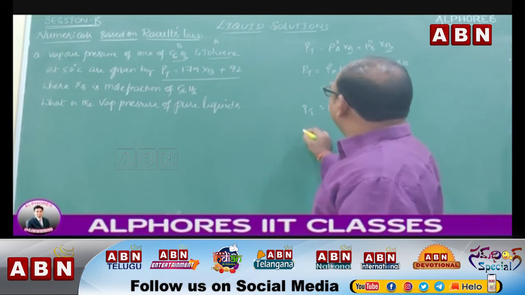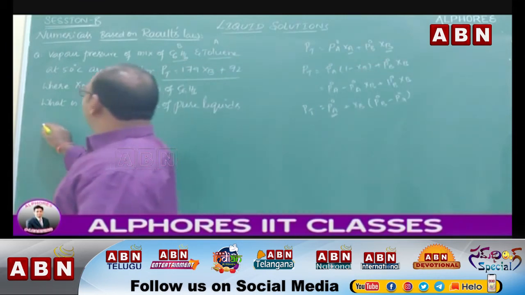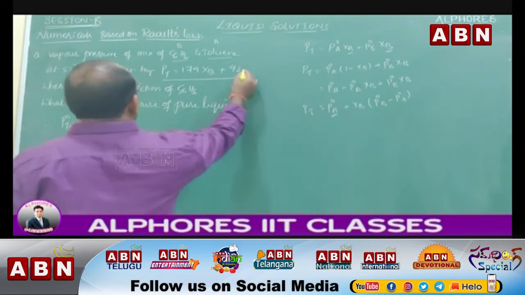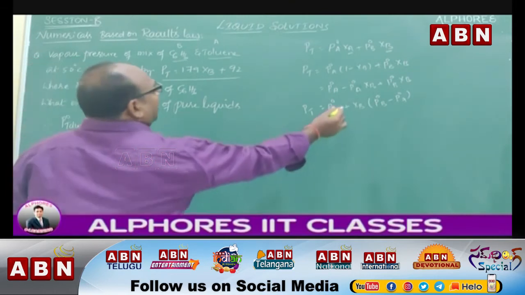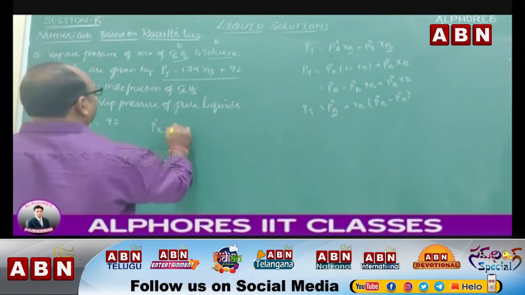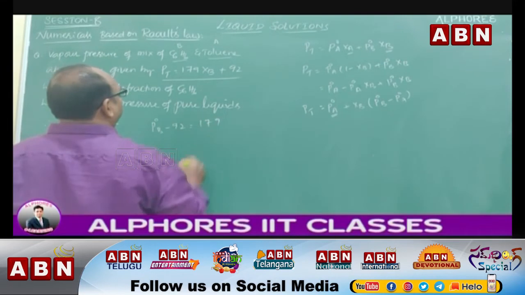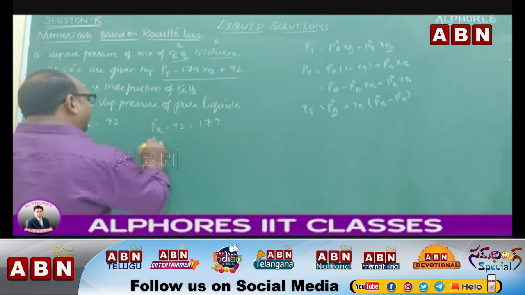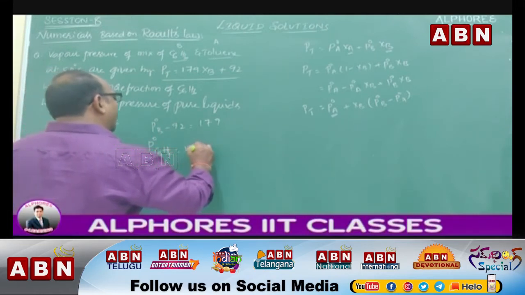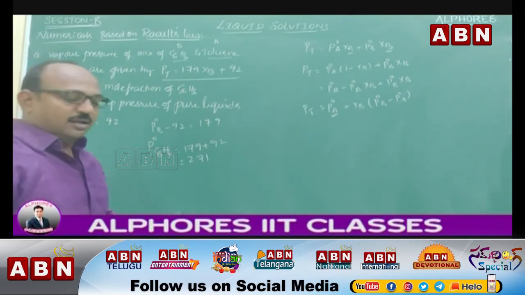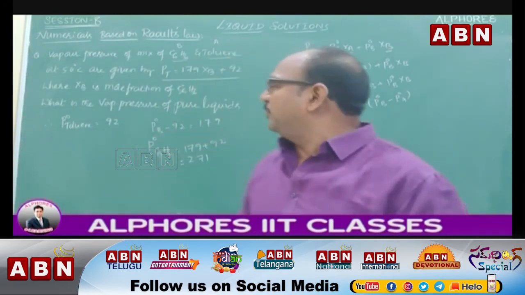So P naught A is nothing but toluene. Therefore, we can write P naught of toluene is 92. And here P naught B minus P naught A, that is P naught B minus 92, is equal to 179. So P naught B, that is P naught of benzene, is equal to 179 plus 92, which is 271. This is the answer, the vapor pressure of pure liquids.